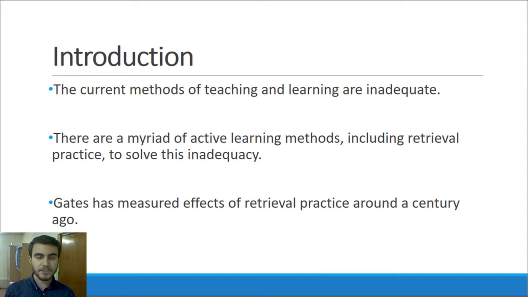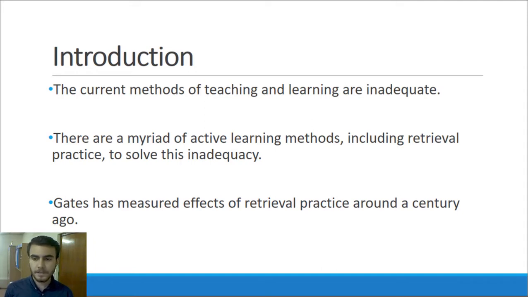We'll start with the introduction. Through our literature review for our research, we discovered that the current methods of teaching and learning are largely inadequate. They have been and they are passive learning methods, and there are much better methods to utilize nowadays. And these are called active learning methods.